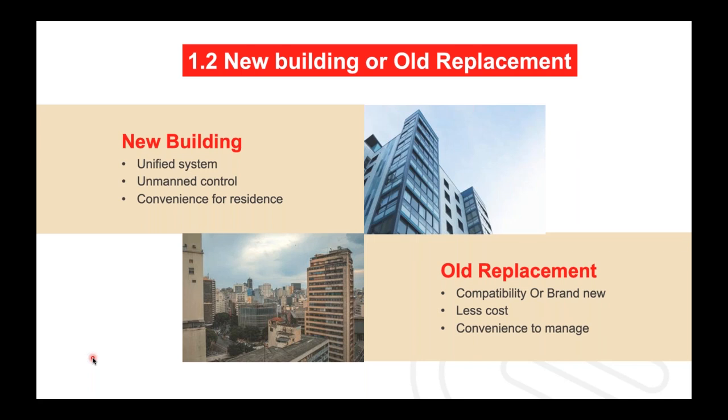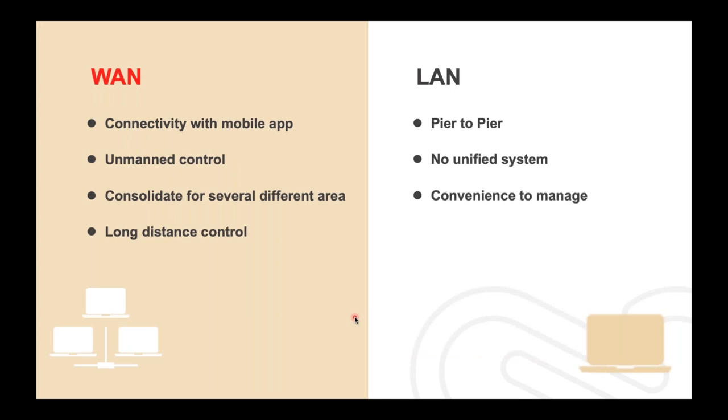Okay, next, we display the WAN and the LAN. Actually, WAN is kind of different locations, but connected by internet. We call this a WAN environment. Okay, on the right side, the LAN environment is also connected, but as a local area network system.